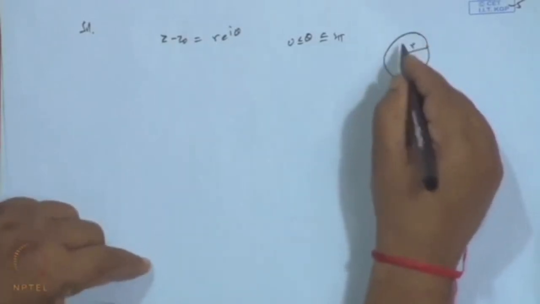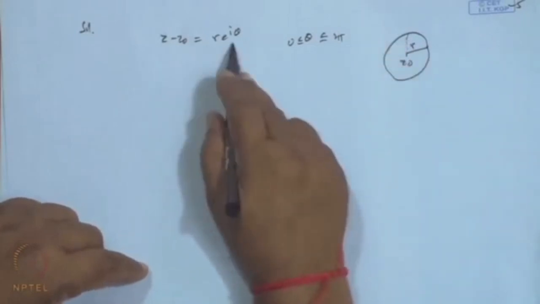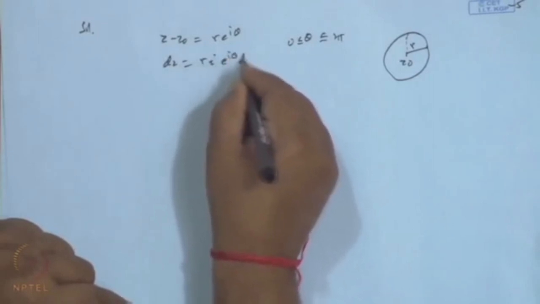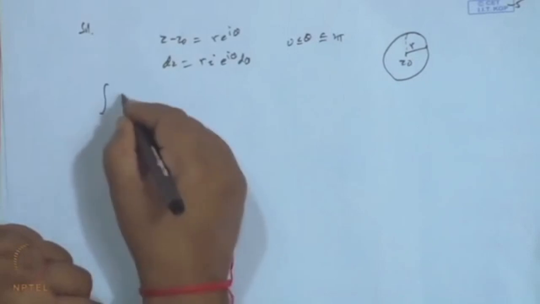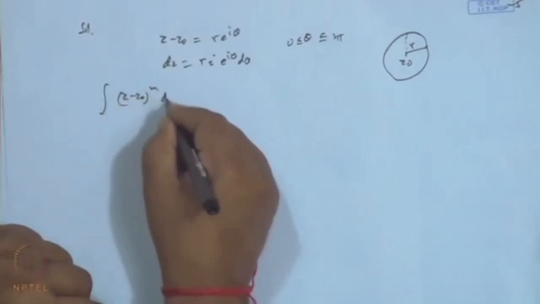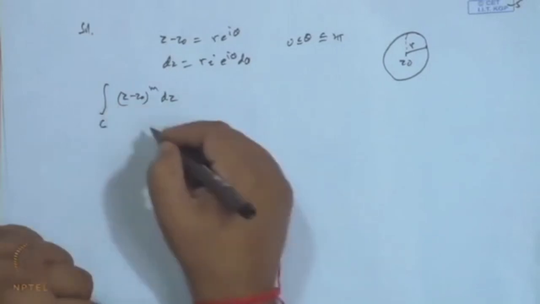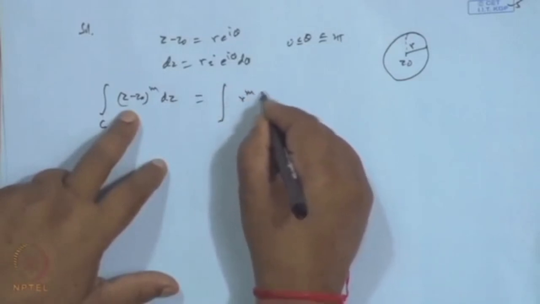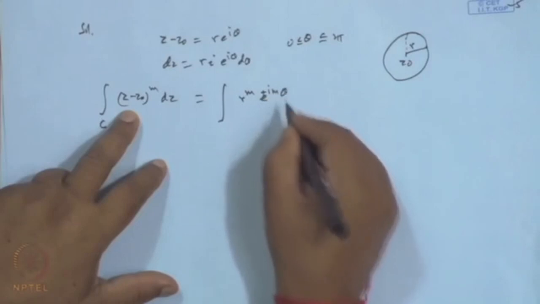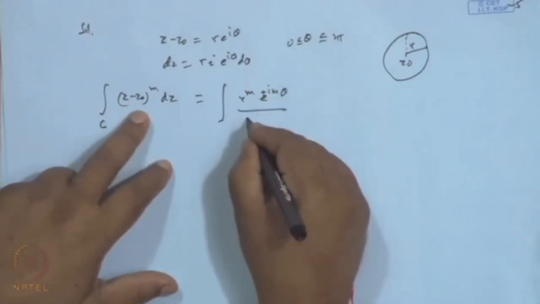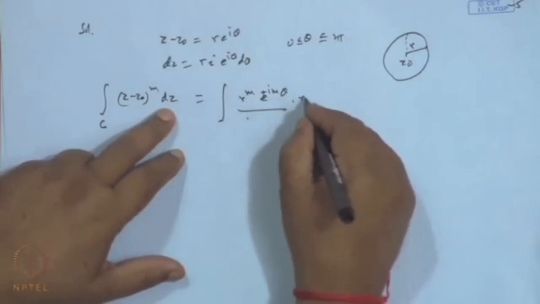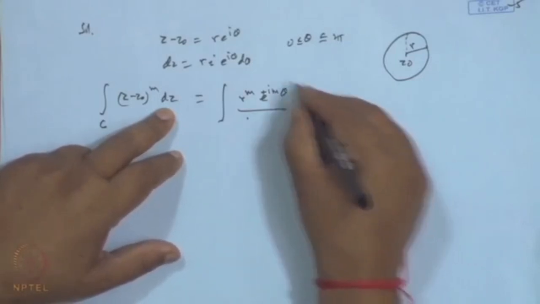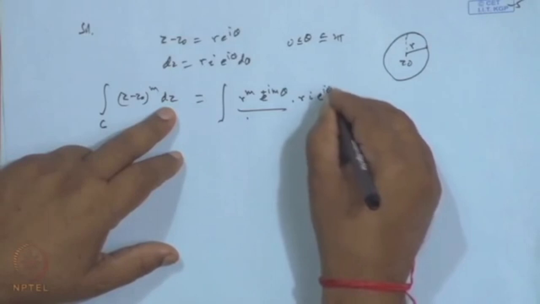So, any arbitrary point z, if I take it, then z can be written as z naught plus r e to the power i theta. So, dz will be equal to r i e to the power i theta d theta, and therefore, the integral of (z minus z naught) to the power m dz along this path C will be, with z minus z naught being r to the power m e to the power i m theta, divided by, then dz is r i e to the power i theta d theta.